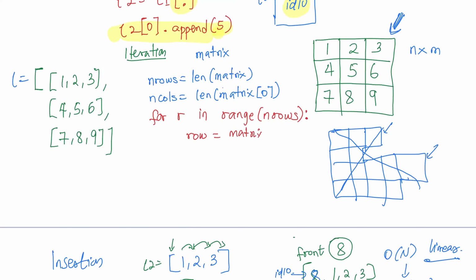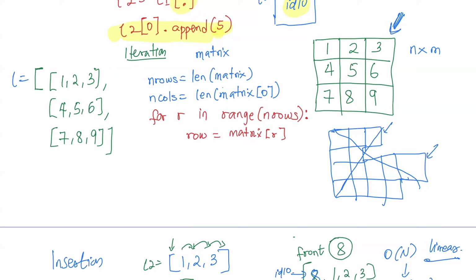Do you agree? Does everyone agree that if R is 0, I'm going to get matrix index 0, and that will give me this whole row? Does everybody agree? Yes. Okay. Now here I've taken the first one. But now I want to get the entries inside because I want to print all the entries 1, 2, 3, 4, 5, 6, 7, 8, 9, right?